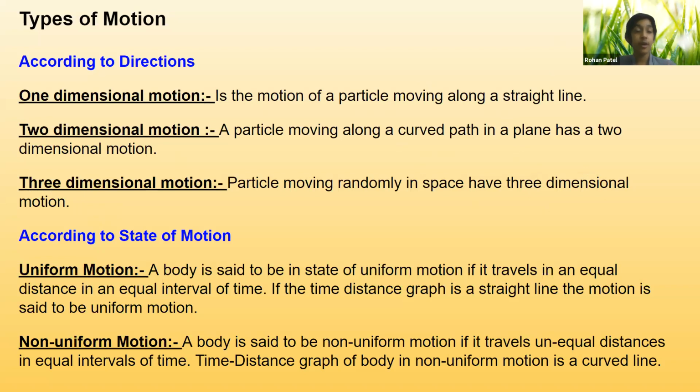According to states of motion, for uniform motion, a body is said to be in a state of uniform motion if it travels an equal distance in an equal interval of time. If the distance-time graph is a straight line, the motion is said to be uniform motion. For non-uniform motion, a body travels an unequal distance in equal intervals of time. Distance-time graphs of bodies in non-uniform motion are curved lines.